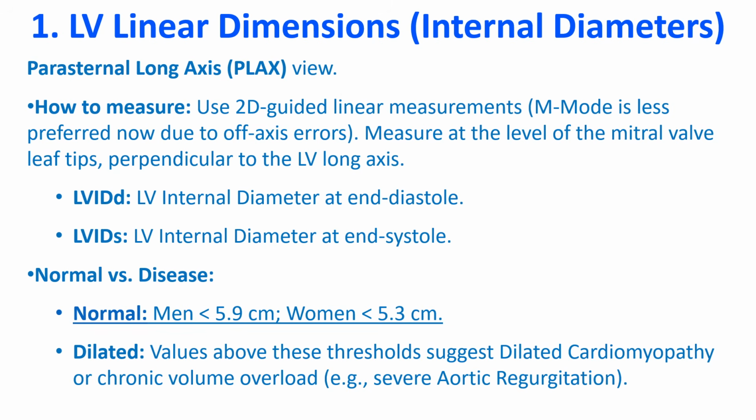LVIDD, left ventricular internal diameter at end diastole. LVIDS, left ventricular internal diameter at end systole. Normal men have it less than 5.9 cm and women less than 5.3 cm. Values above these thresholds suggest dilated cardiomyopathy or chronic volume overload, as in severe aortic regurgitation.